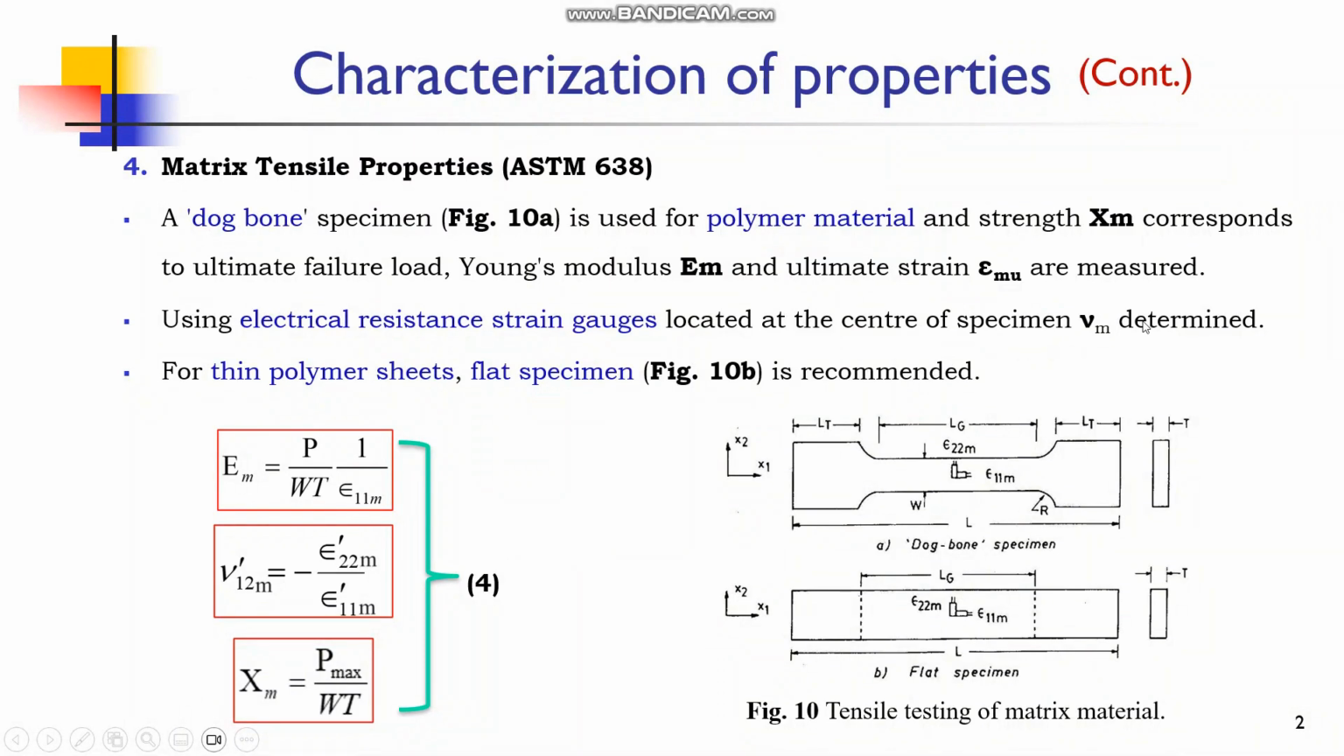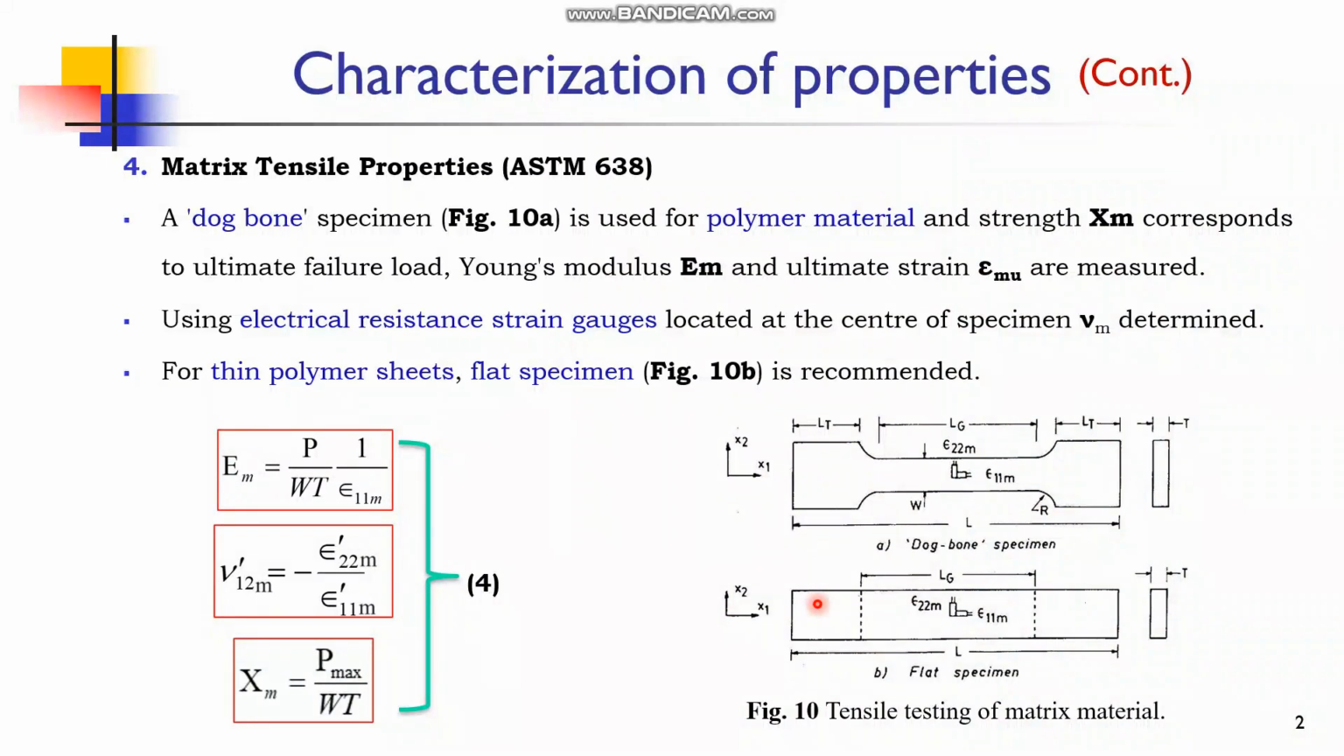Also, to find out the Poisson's ratio of the matrix specimen, strain gauges are mounted at the center of the specimen, where lateral strain and longitudinal strain are measured. The strain gauge works on the principle that as the deformation of the material changes, the resistance of the strain gauge material changes. That is a measure of the strain experienced by the specimen.